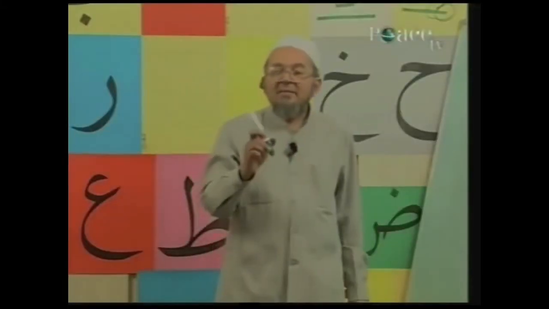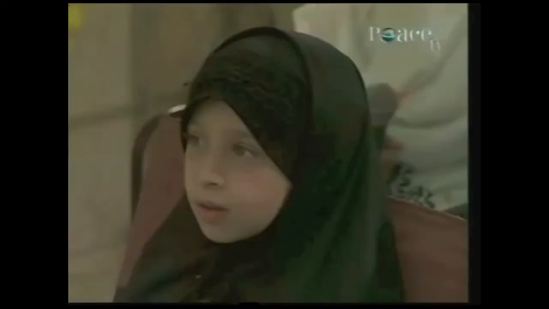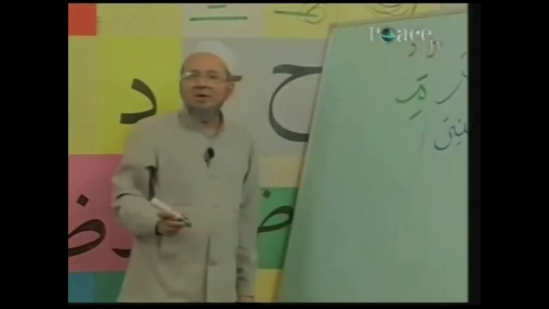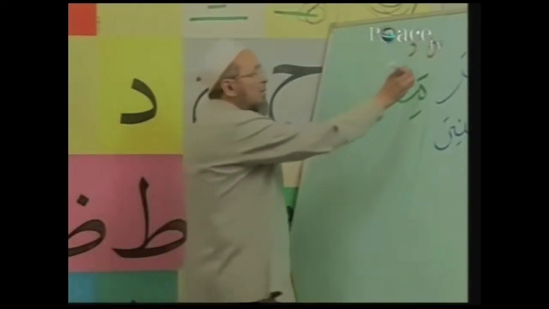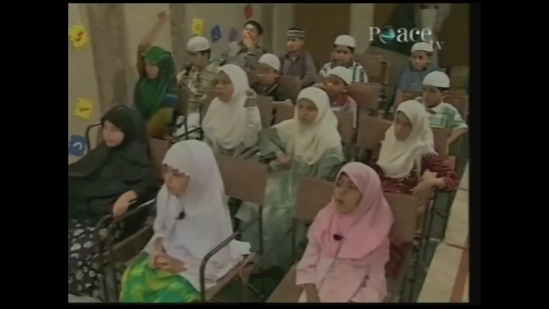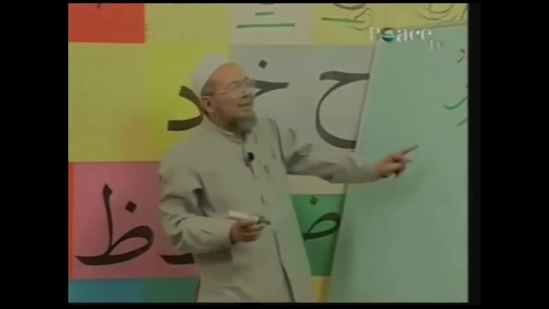Can you read this? Me. All right, fine. Now this me, we have created a sound with what? By placing kasra. And now once we put this sign, it will become what? Ma. The moment we put this sign, mu.